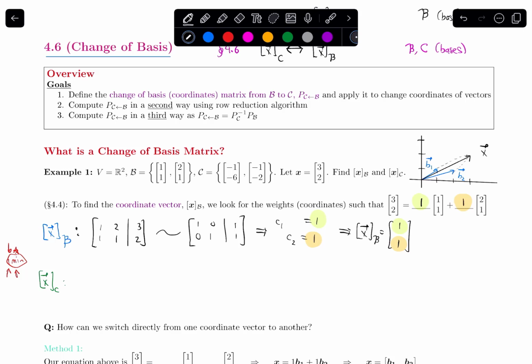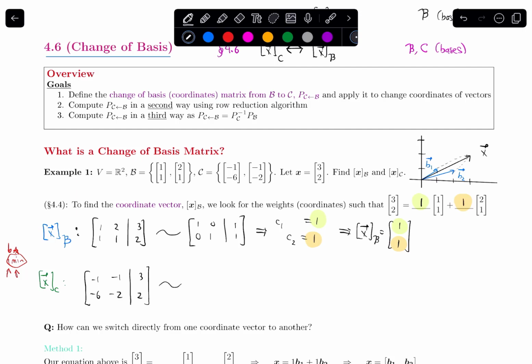So I'm going to do the same type of thing. I'm going to form an augmented matrix, now in terms of these basis vectors on the left. So -1, -6, -1, -2. I'm augmenting it with the vector 3, 2, with my vector x.